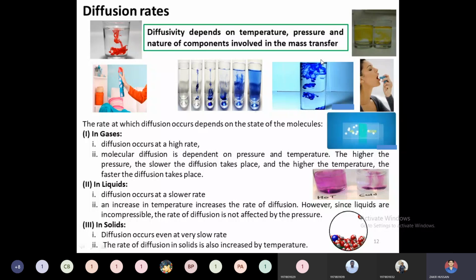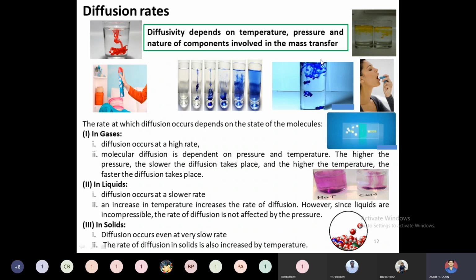Okay, yeah. In all these processes, diffusion is the main process which is happening here. So the rate of diffusion will depend on the temperature, pressure, and the nature of the composition, or the state of the particular components, which also acts as a major criterion in diffusion rates. So how the diffusion rates will be influenced by the temperature, pressure, and orientation of those particular molecules. Then the first orientation is the gases.